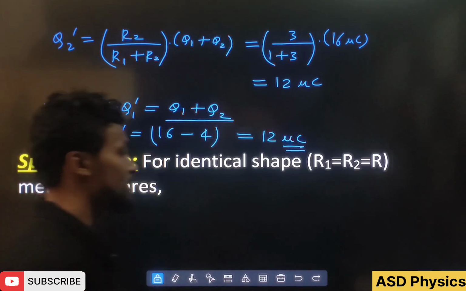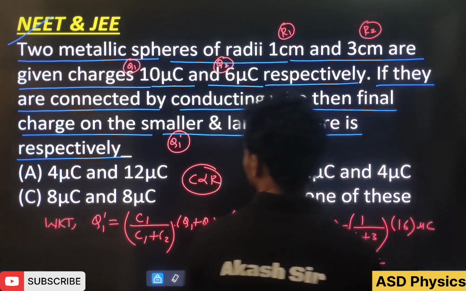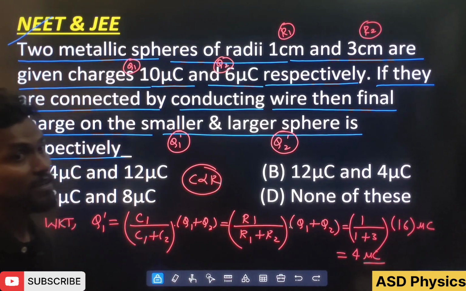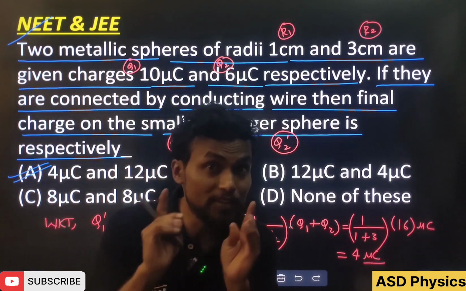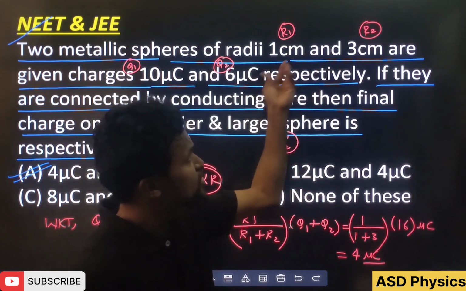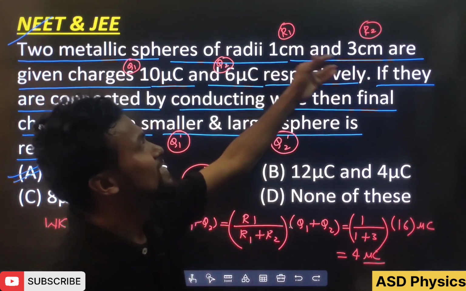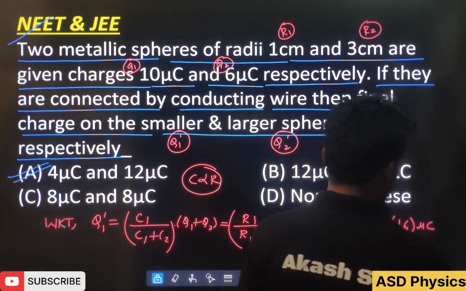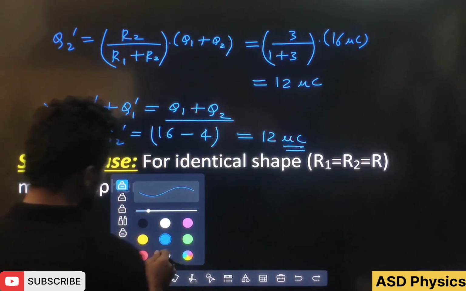So how much is coming here? On the smaller one 4 and on the larger one 12. That means the correct answer is option A. Why are the charges coming different? Because the size of the conductor is not the same, the radius is different. Now after that, students, see again, because this is very important, that's why I am doing it here.